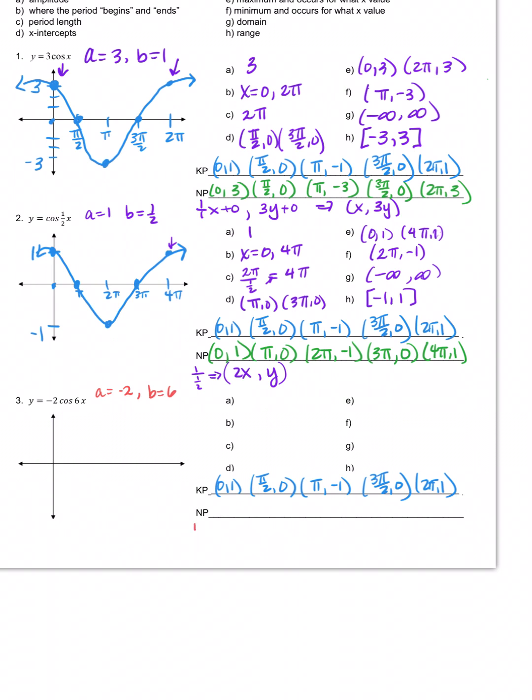If B is 6, it's going to be 1 over 6x, there's no c, and then negative 2y. So I'm going to take my x values and multiply by 1 over 6, so it's still 0. 1 times negative 2 is negative 2. Pi over 2 becomes pi over 12, 0. Pi over 6, positive 2. So be careful, 3 pi over 2 times 1 over 6, the 3 and 6 reduce, so it's pi over 4, 0. And then 2 pi over 6 reduces to, oh, not pi over 6, pi over 3, right?